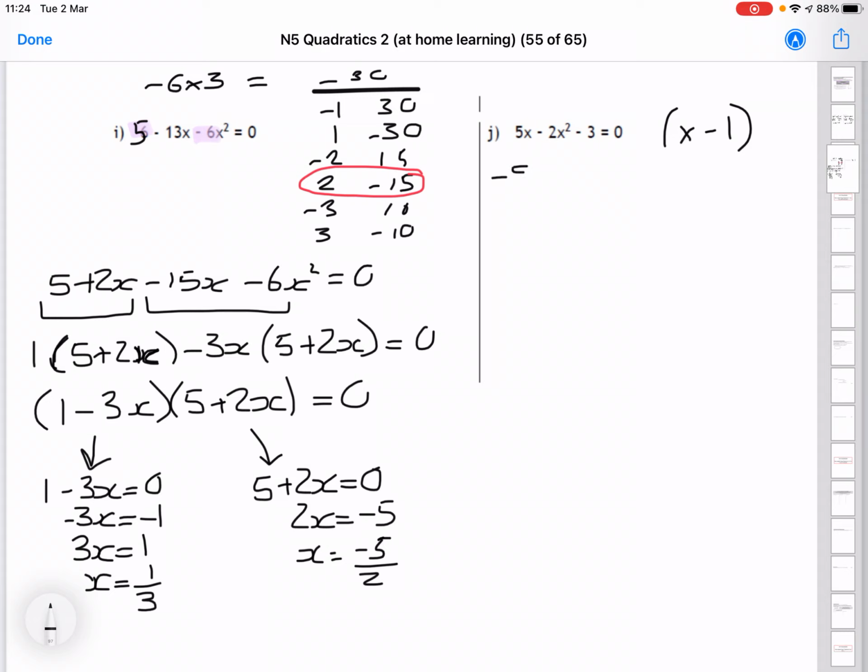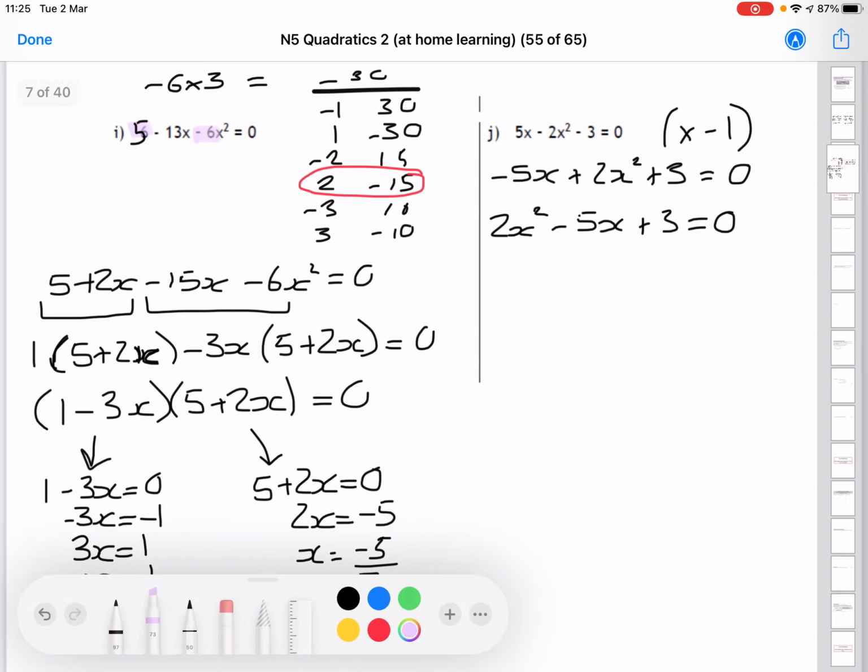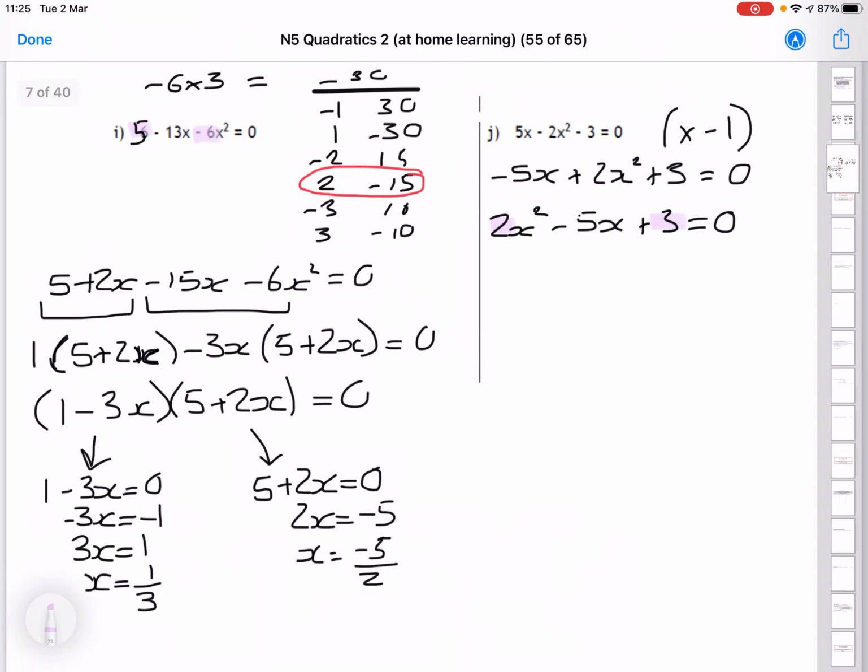So we'd get minus 5x plus 2x squared, and then plus 3 equals 0. And then all we need to do is just rearrange that around into the right order. So 2x squared minus 5x plus 3 equals 0. So again, because this is not a single x squared, I'm going to use that method of multiplying the first and last terms.